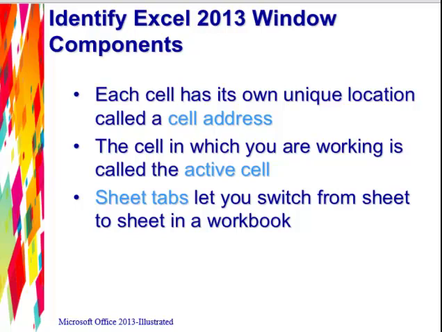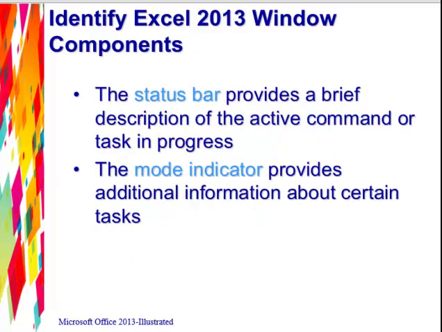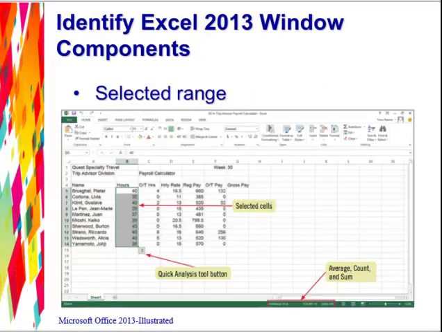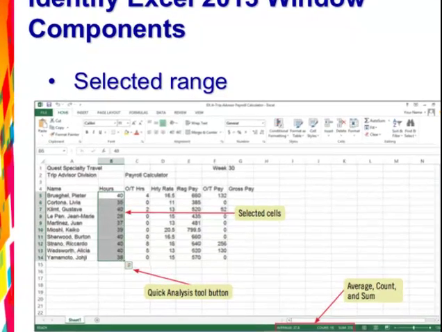So if we're going to look at Excel window components, the status bar provides a brief description of an active command or a task in progress. And the mode indicator provides additional information about certain tasks you're working on. So let's take a look at the actual window here. I'm going to enlarge this a little bit so we can see it better.